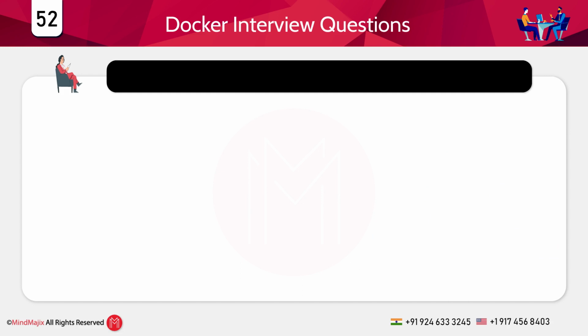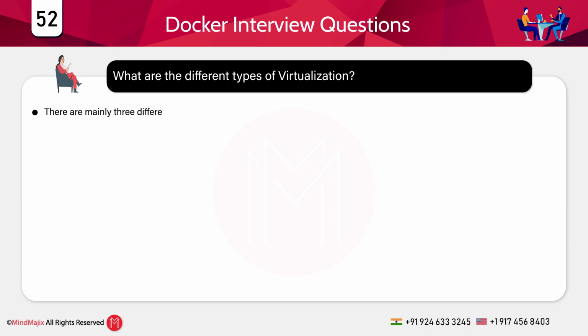The next question is: what are the different types of virtualization? There are mainly three different types of virtualization, that is paravirtualization, emulation, and container-based virtualization. So these are the three types of virtualization.